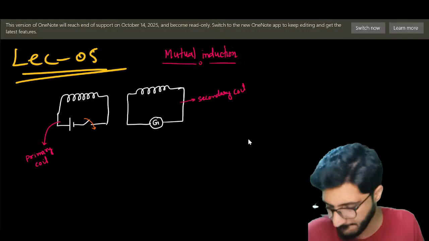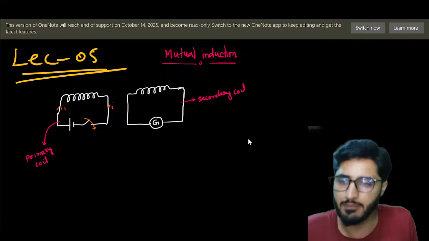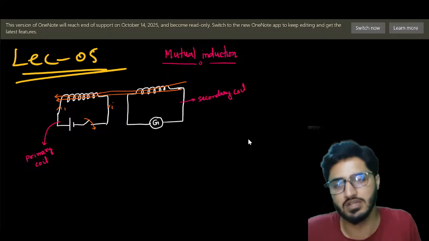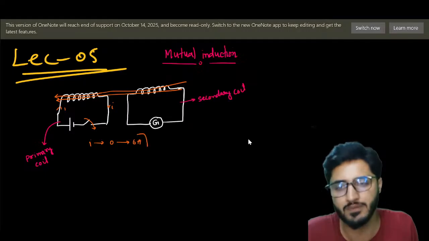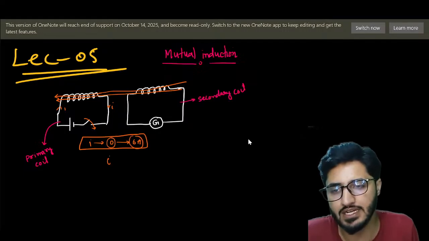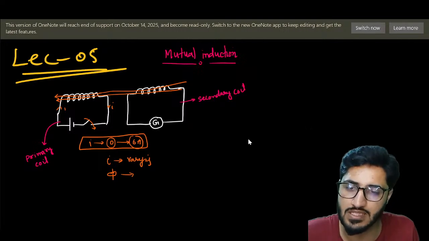When we close the key, current starts flowing through the primary coil, and we know the magnetic field will be in this direction. This magnetic field will go across the secondary coil also. Suppose my current goes from 0 ampere to 6 ampere. The current is varying, so the flux associated with this current will also vary.